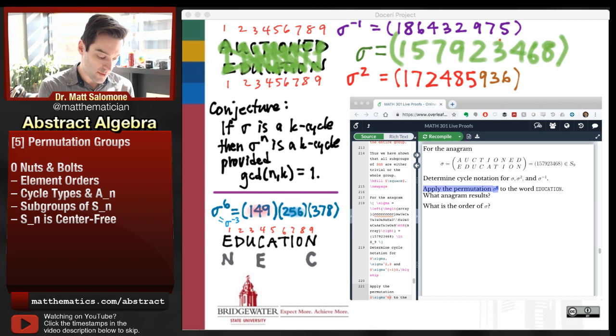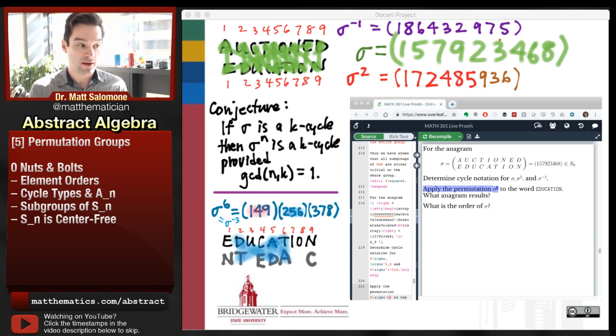For 256, we're going to start with my D in position 2 and put it in position 5. So D is going to end up here. And then the A from position 5 is going to go to position 6. And the T from position 6 is going to go back to position 2. So 256 has accomplished 2 goes to 5, 5 goes to 6, and 6 goes back to 2. Okay, so that now has done its business.